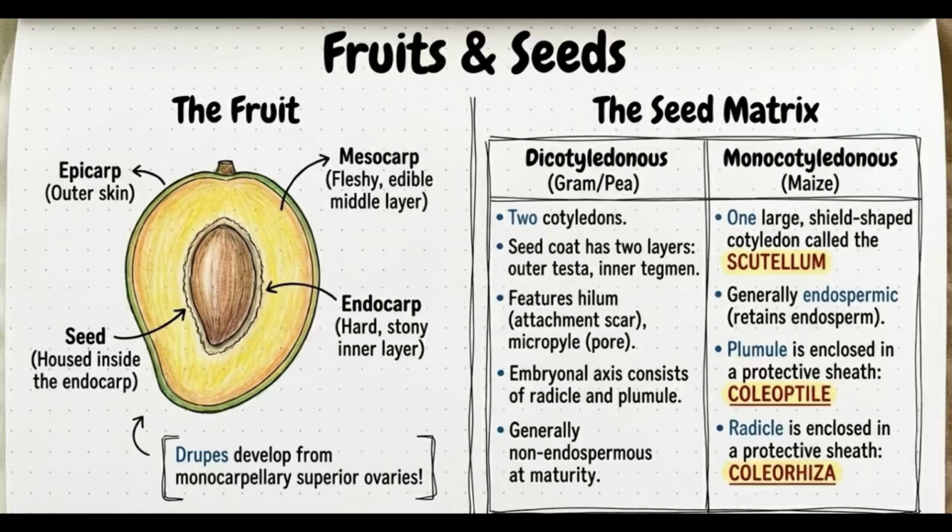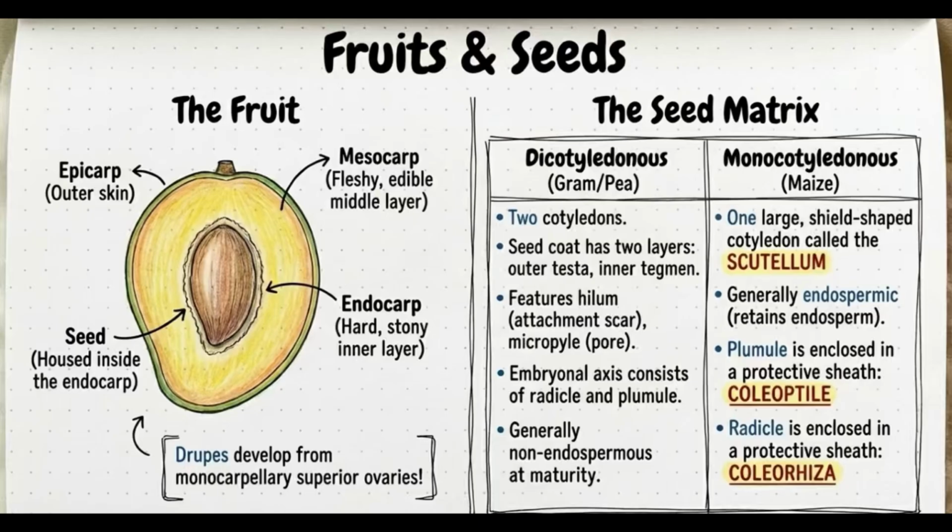Now, we have to differentiate between dicot and monocot seeds here. Right, the seed matrix. Dicot seeds, like a pea or a gram, have 2 cotyledons. Those are the thick, fleshy, embryonic leaves that have absorbed all the food reserves. When you split a peanut perfectly in half, you are looking at the 2 cotyledons. They also have a seed coat with a testa and tegmen, a scar called a hilum, and a tiny pore called a micropyle. And crucially, they are non-endospermic at maturity. They've used it all up.